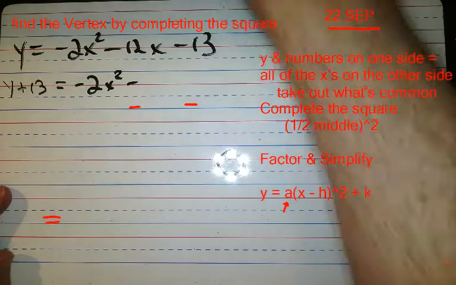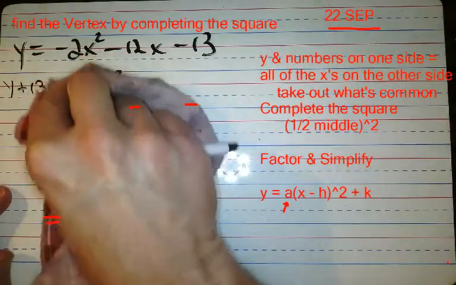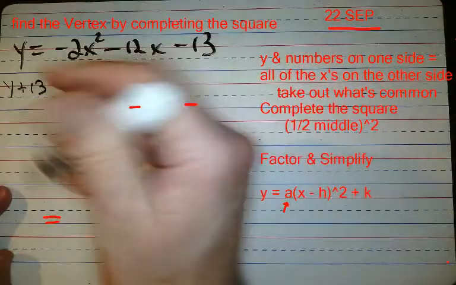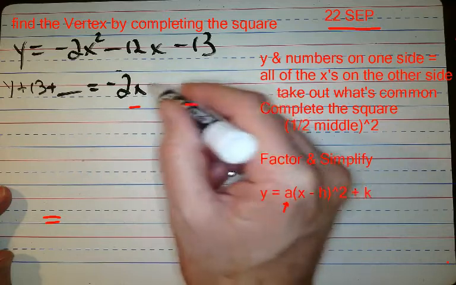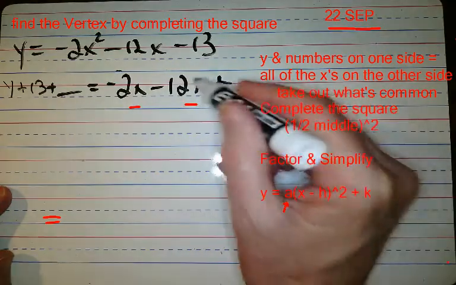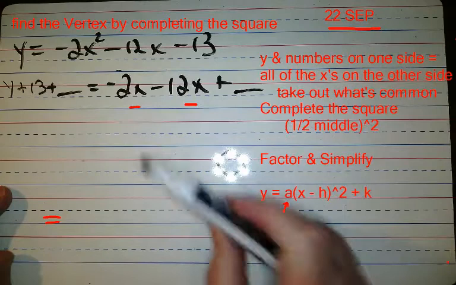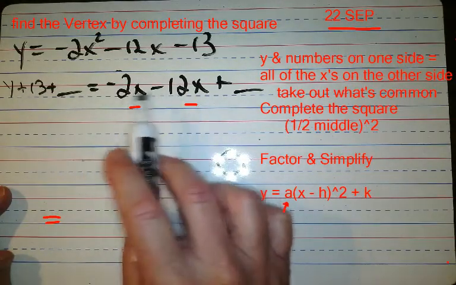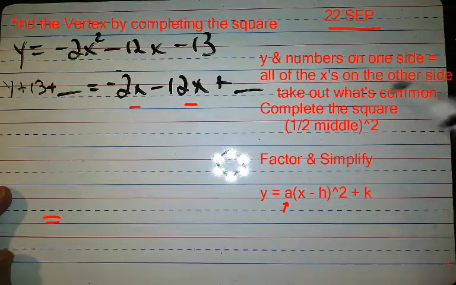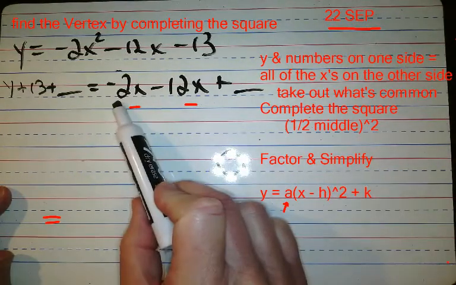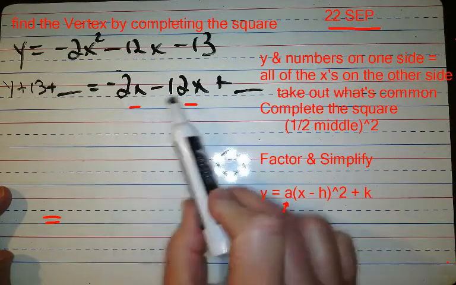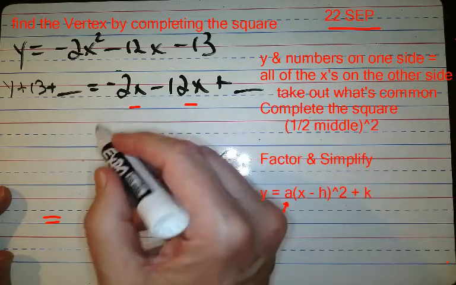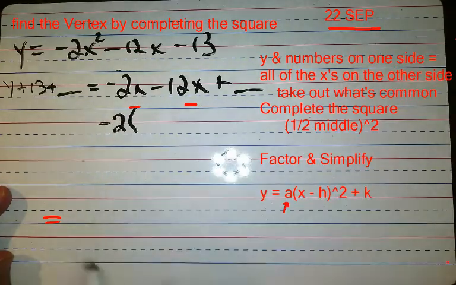And look at me, I keep forgetting to leave my space for my blanks, right? So we're going to say plus blank equals negative 2x minus 12x plus blank. Alright, so remember that we need to take out what's common, because that's the step that we put in there in the middle. What's common? Negative 2. You divide by whatever number's in front. That's the number you have to divide by. So I'm going to divide everything by negative 2. So negative 2 comes outside.